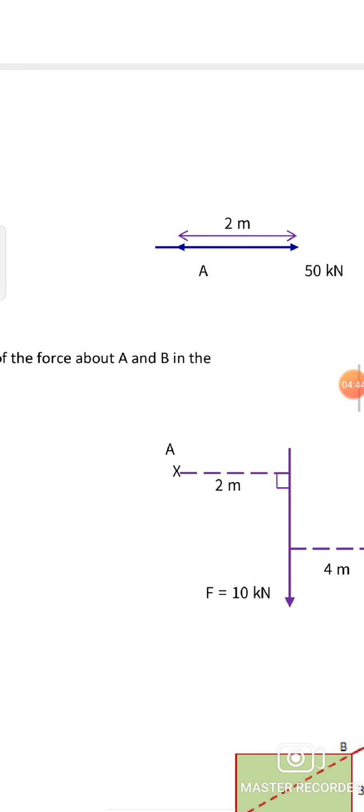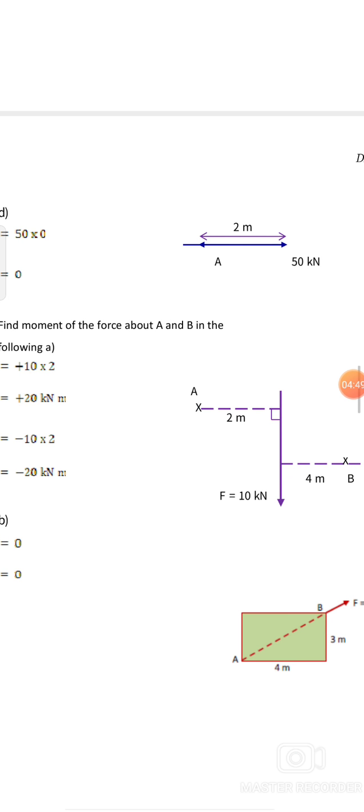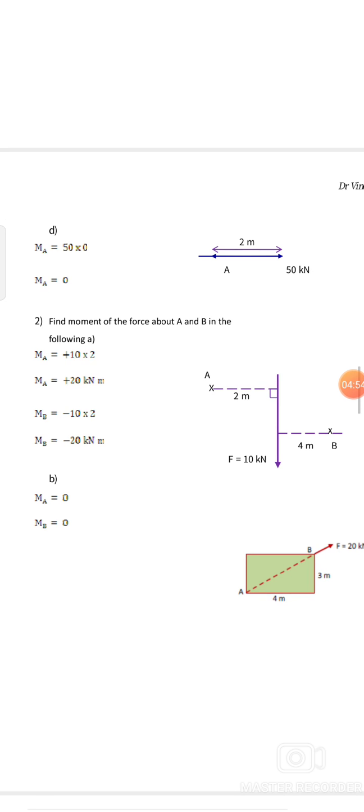Here we can see the previous three cases were different, and in this case it is a horizontal line which is 2 meter, and the horizontal force is 50 kilonewton. If you want to find out the moment at point A, then it is 50 into 0. Why is it 0? Because the moment is always force into perpendicular distance. Now the distance is in the same line as the force, so there is no vertical distance towards point A. It is acting on the same line, so the moment towards point A is 0 itself.